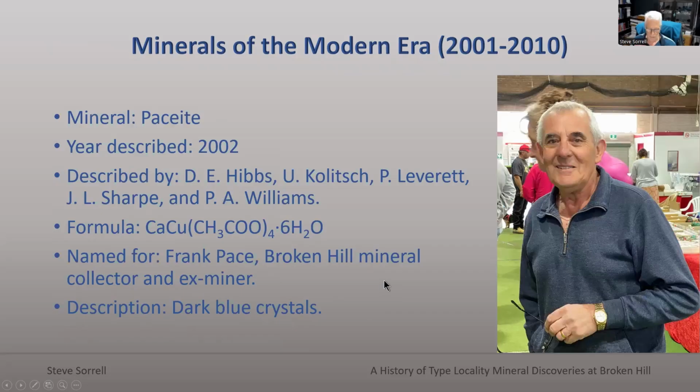And the other one out of the two acetates is paysite, described around about the same time. And this one's got a bit of calcium in it as well, and named after Frank Pace, who's a very nice gentleman. I've actually met him up at Broken Hill a couple of times. And interestingly, he gave me a hoganite, but he didn't have any paysite. But I think the hoganite that he gave me was supposedly natural, but I doubt it.